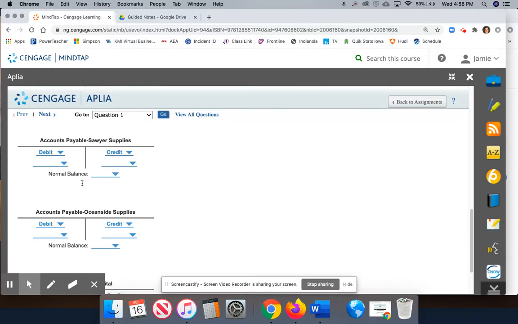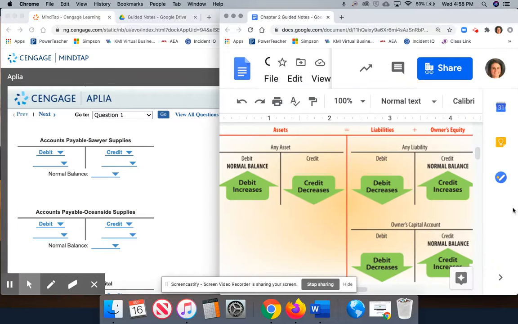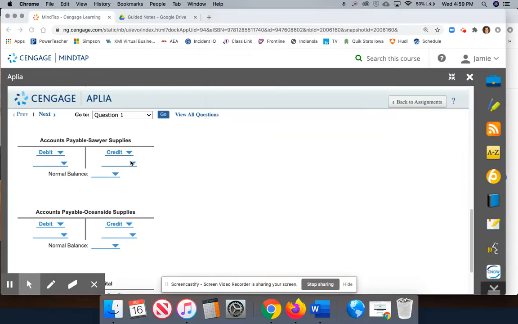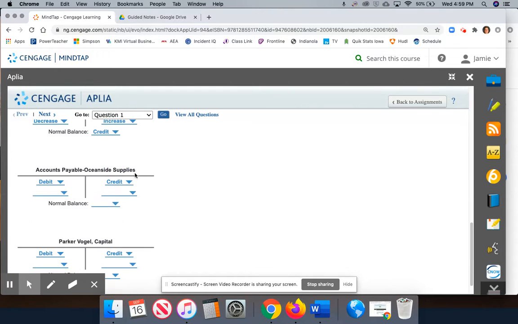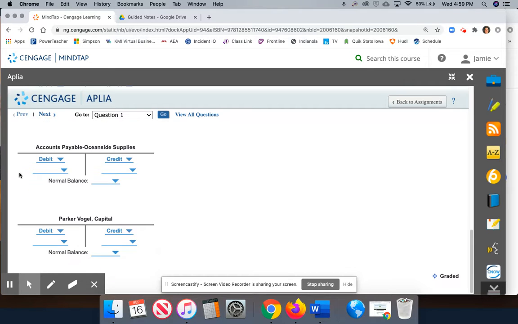Supplies, prepaid insurance. Okay, accounts payable. Accounts payable is a liability. So I'm going to look back here at our graphic. Liabilities increase with the credit. So the credit side is going to have increase. Debit side is going to have decrease. And our normal balance is the same thing as what side does it increase on? So that'd be credit. So that is what a liability example looks like. It'll look the exact same for this accounts payable.